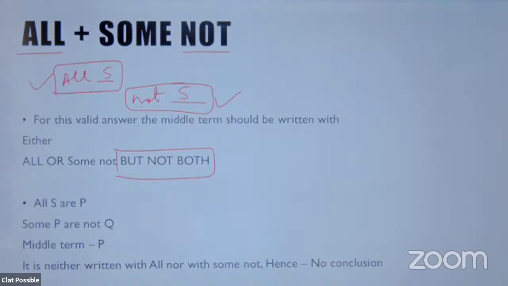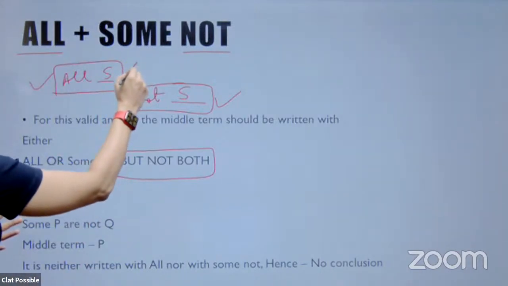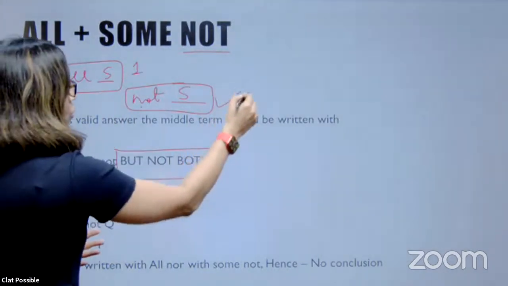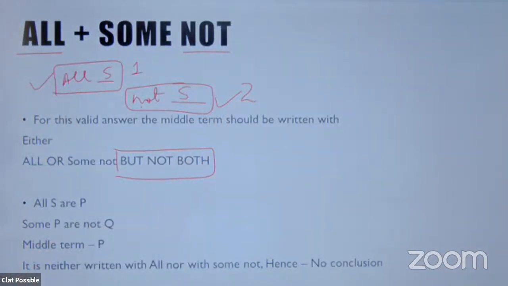So the thing is, there are 4 positions here. This is 1. This will give me an answer of sum naught. This is 2. This will give me an answer for sum naught. Right? But if the middle term is written with both, I get no conclusion. Or if the middle term is not written with either all or with not, then also we won't get any answer. Right? So just note this down, then we will see.